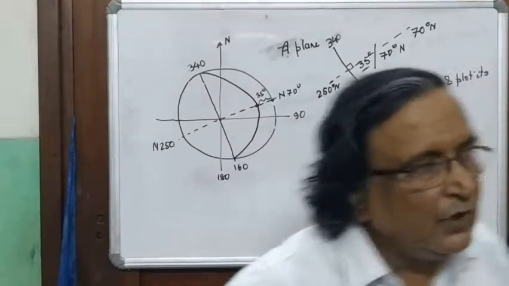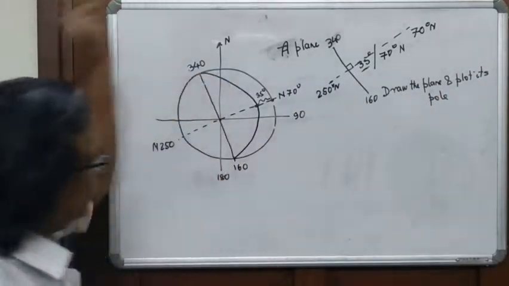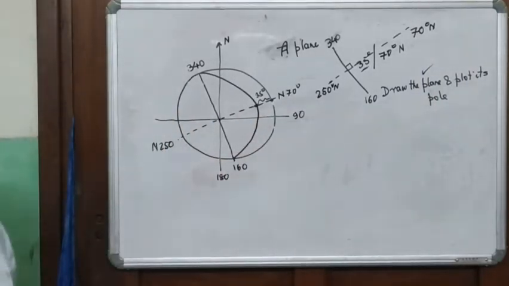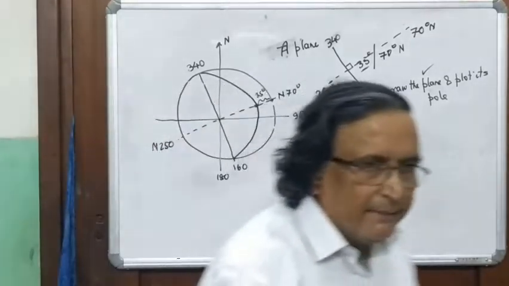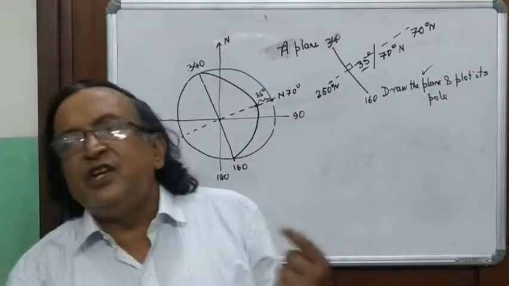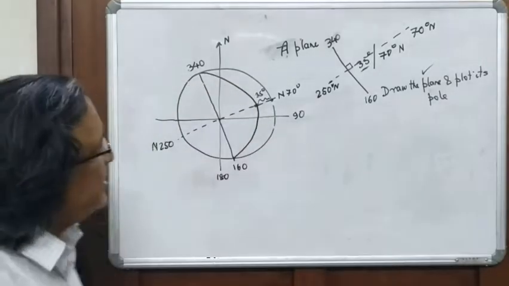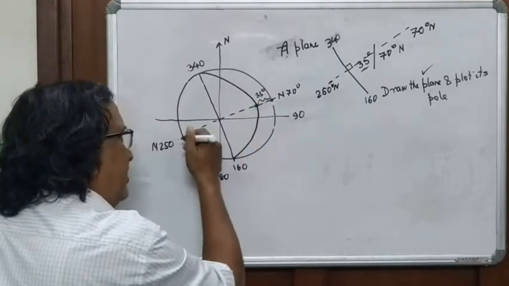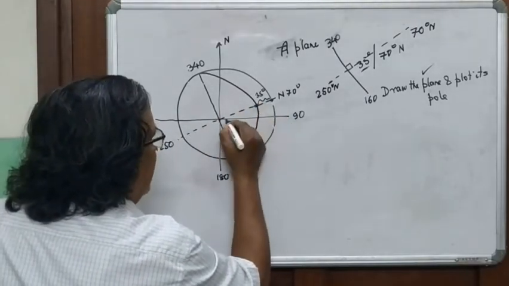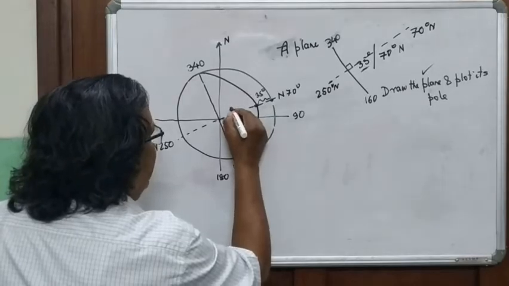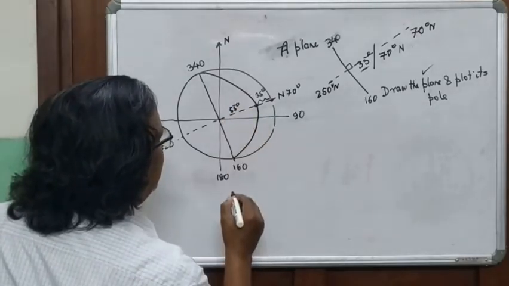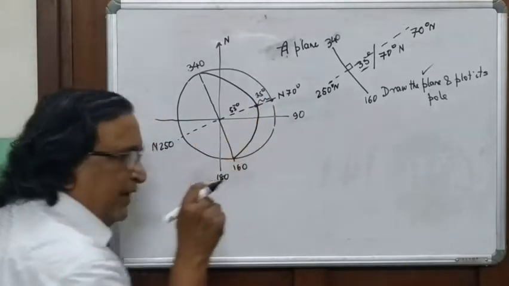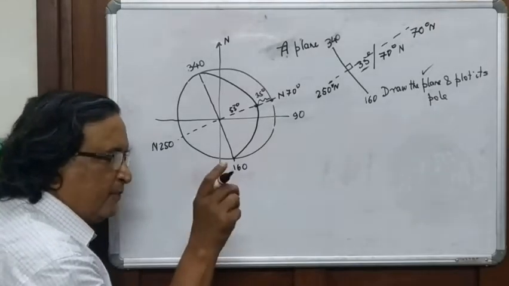Now, what does it say? Draw the plane. So we have drawn the plane. This part is done. And plot its pole. Okay, so you have a plane. Its pole should be 90 degree to it, isn't it? So the pole should be on the dip line. If this is 35 degree, then this angle is 55 degree. The angle between the pole and the plane should be 90 degree.